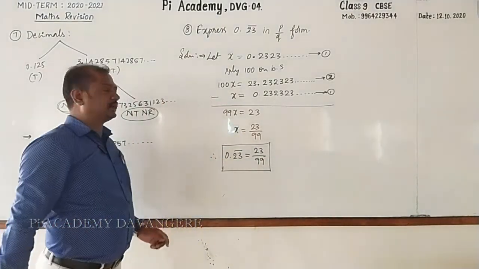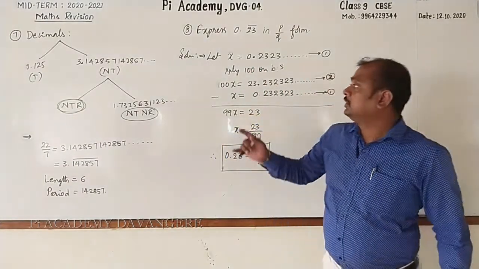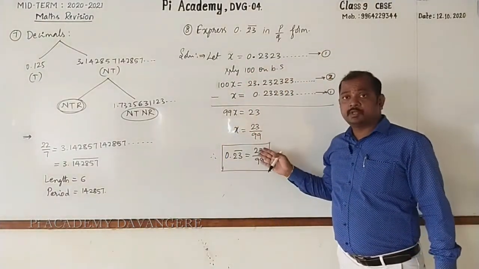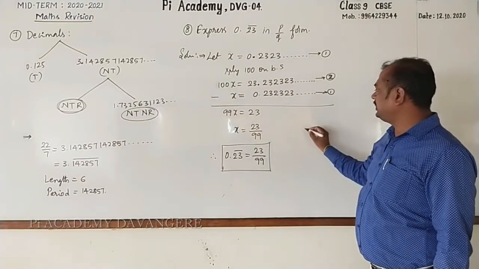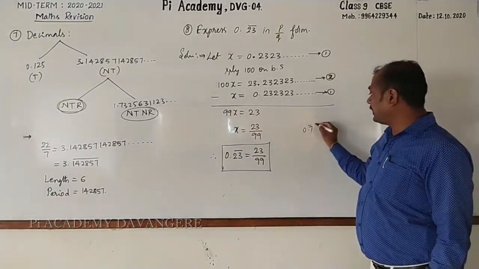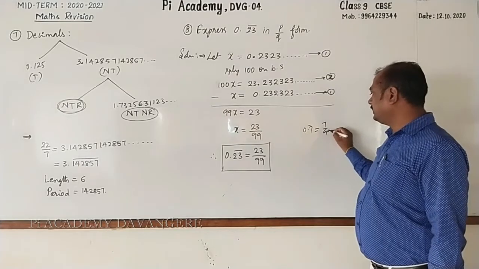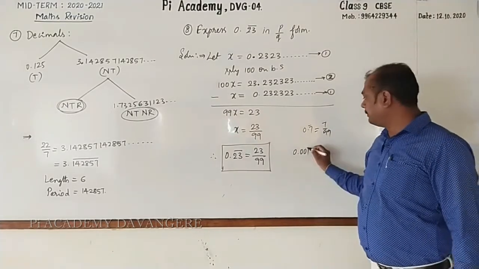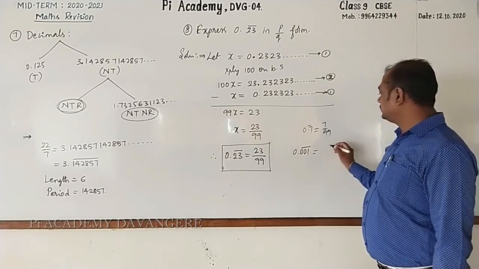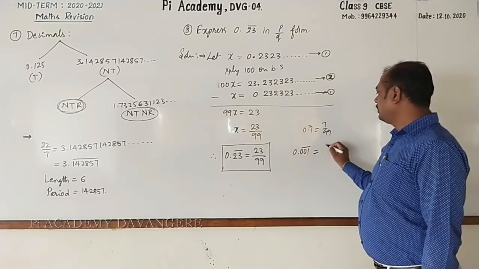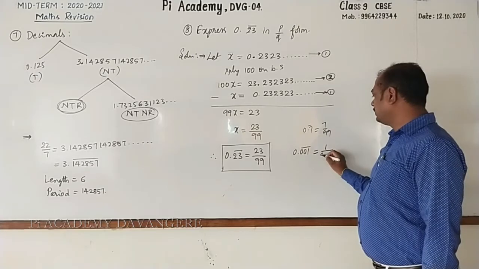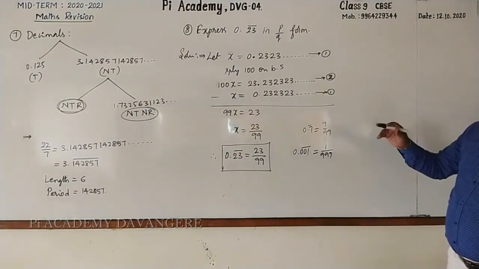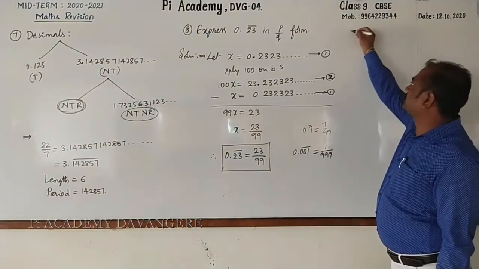So this is the method of expressing a non-terminating recurring decimal in the form of p by q. Similarly, if 0.7 bar is there, how do you write? 7 by 9. If it is 0.001 bar, how do you write? This is 1 by 999. Now I will go for taking one more example with respect to this.